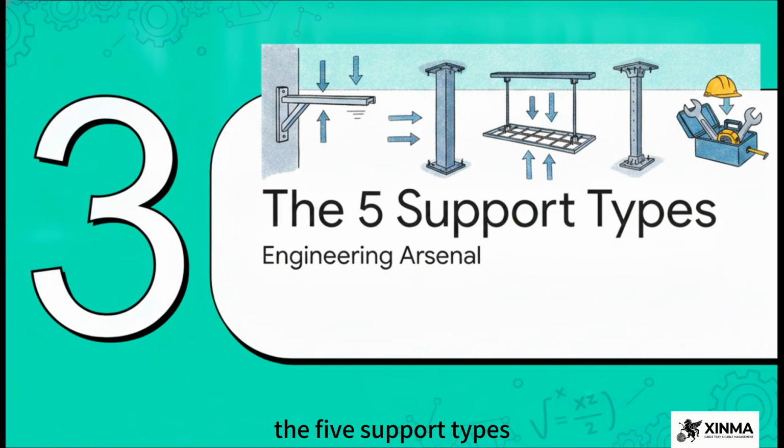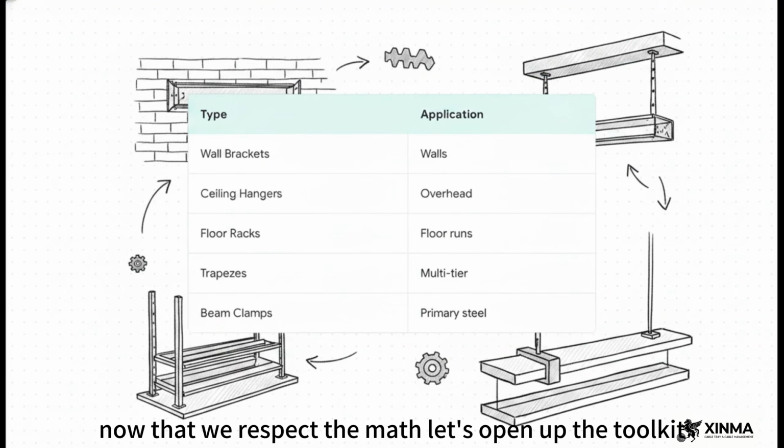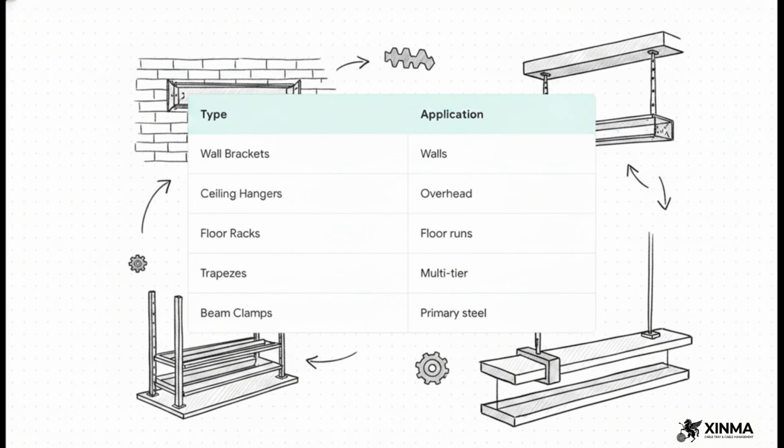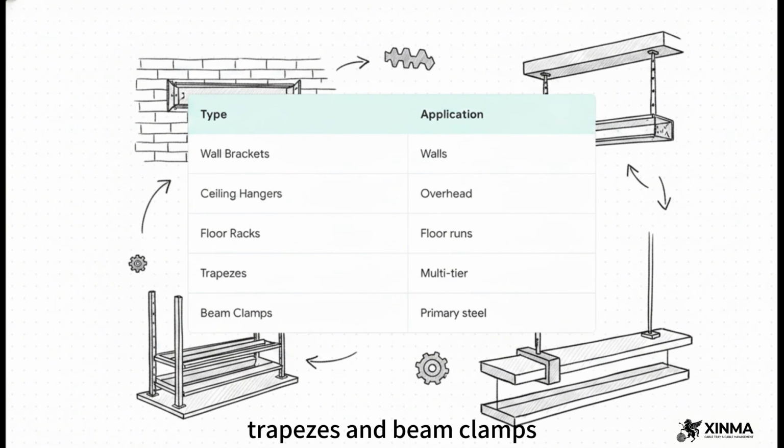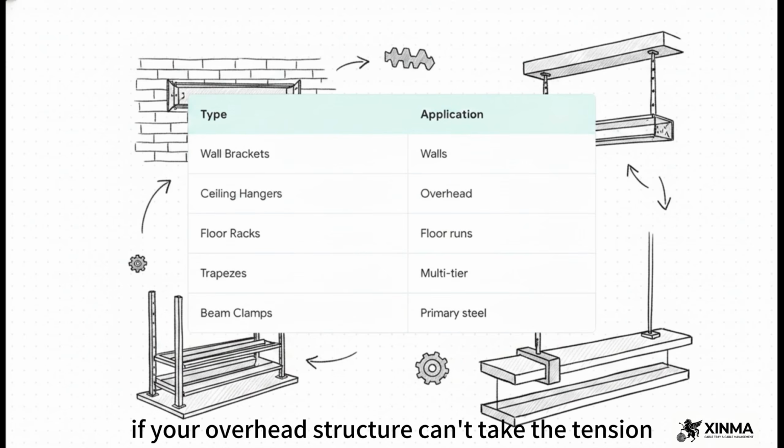Section 3, the 5 support types. Now that we respect the math, let's open up the toolkit. We've got 5 main types to work with: wall brackets, ceiling hangers, floor racks, trapezes, and beam clamps. And here's the thing, you cannot just pick whatever happens to be rolling around in the back of the truck. A ceiling hanger is completely useless if your overhead structure can't take the tension.